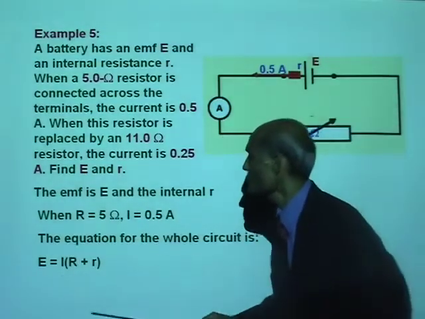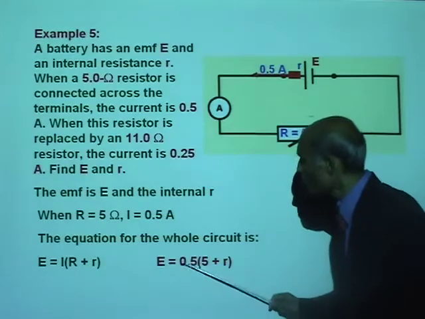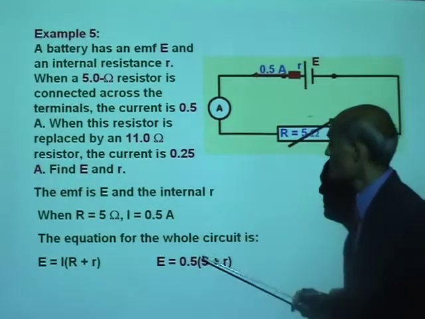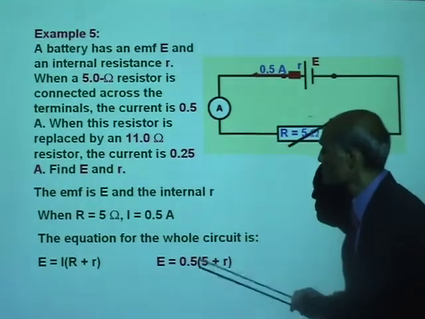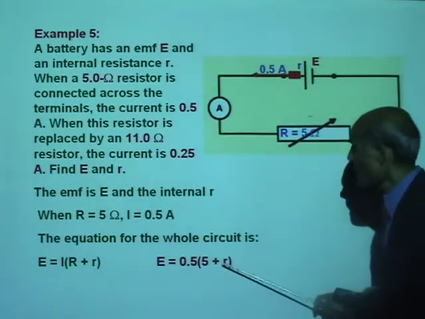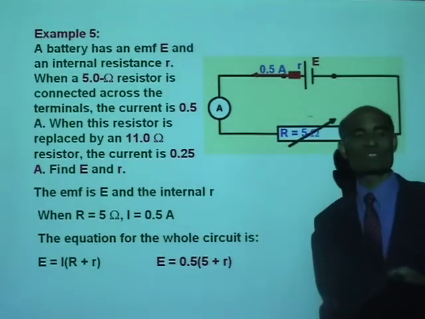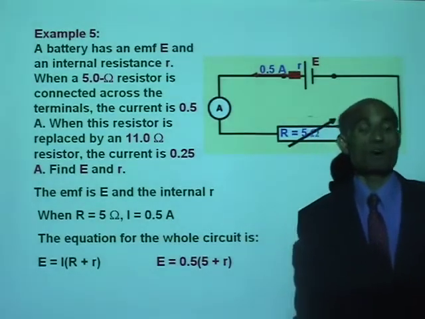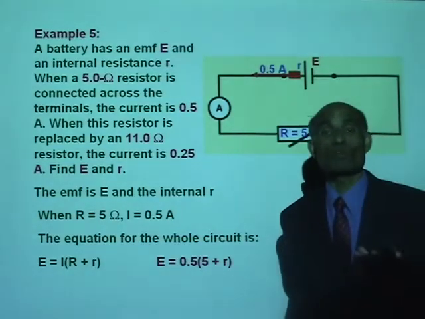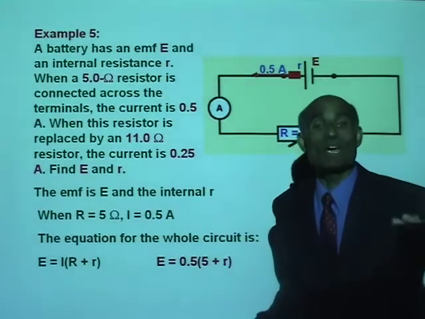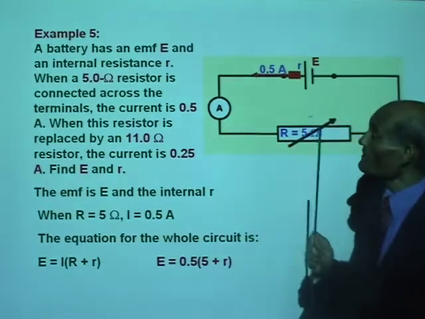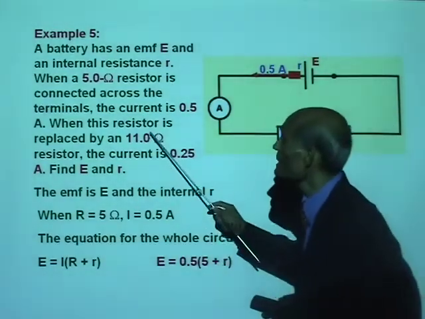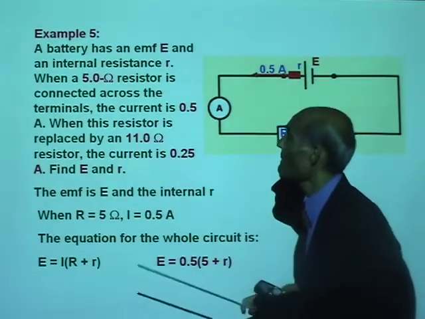Now use the values there. You get E equal to 0.5, that's the current, times the external resistance, which is 5, plus the internal resistance, which we don't know. We have an equation that contains two unknowns. We cannot solve it. We need another equation. Now, we can find another equation using the scenario given here.